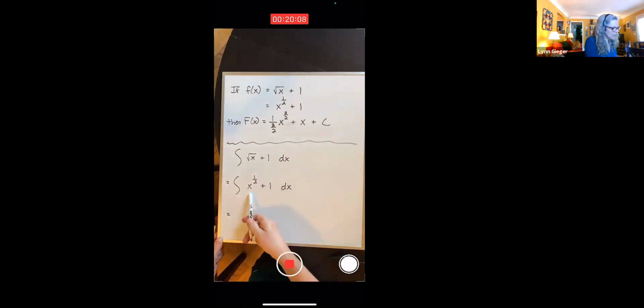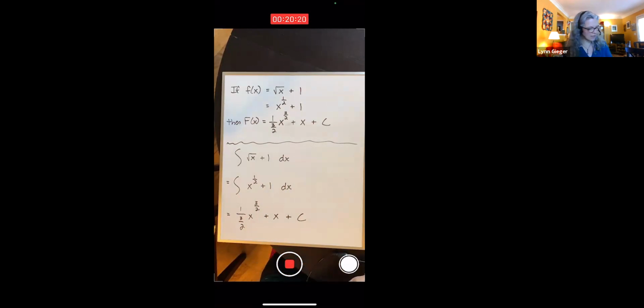I will anti-differentiate x to the 1/2. And I got 1 over 3/2 x to the 3/2. I'll anti-differentiate 1. That gives me x. Don't forget your arbitrary constant of c. Again, making sure that you're holding on to the squiggle and the dx until you actually do your antiderivative.